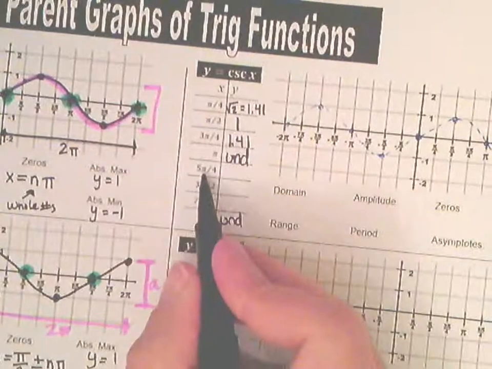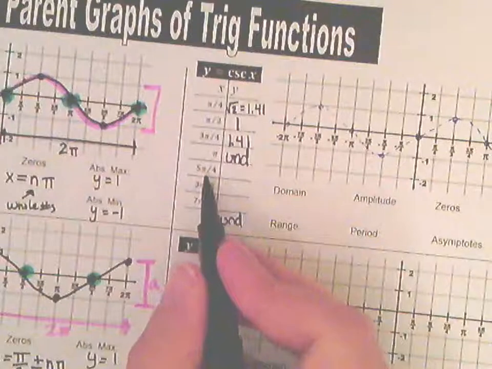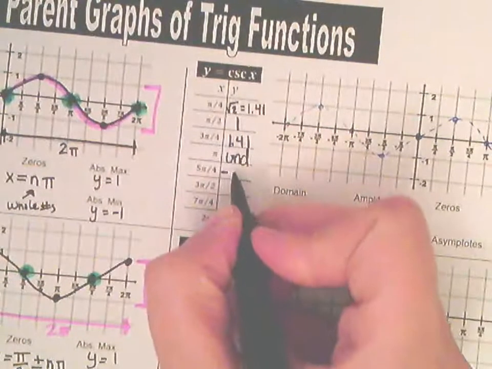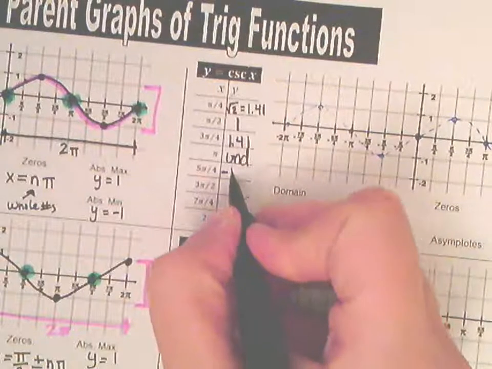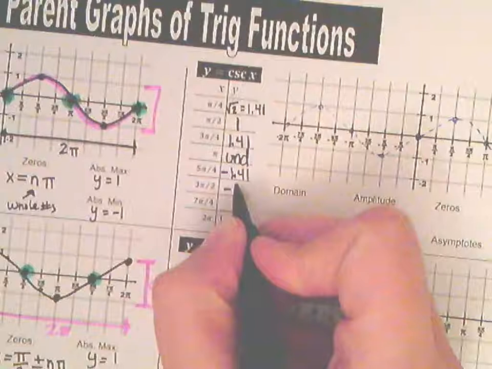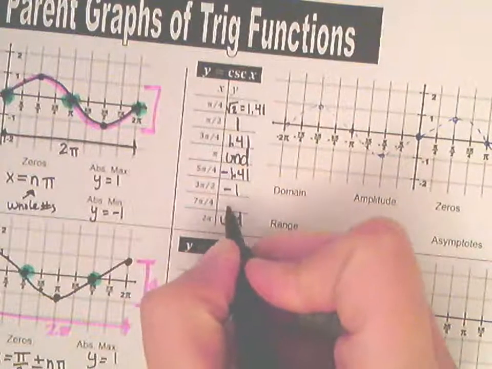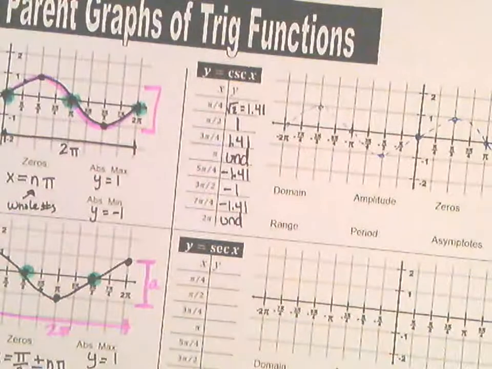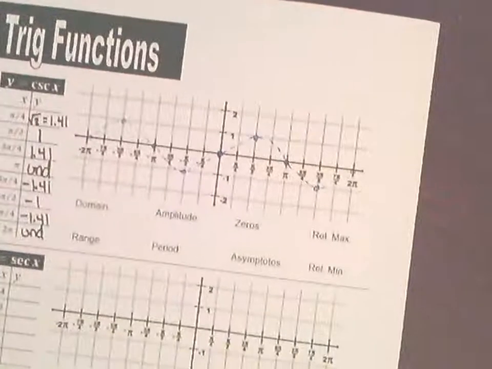At 5 pi over 4, it's going to be negative 1.41. At 3 pi over 2, it's going to be negative 1. And at 7 pi over 4, it's going to be negative 1.41. All right, so I'm going to come over here and I'm going to graph this.